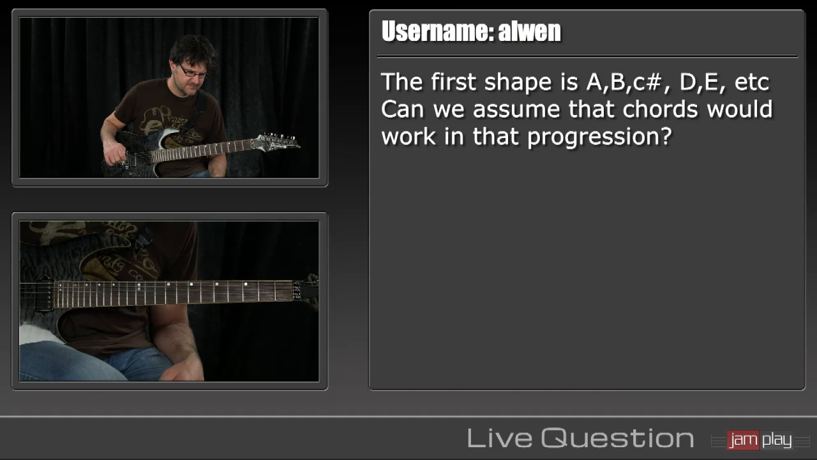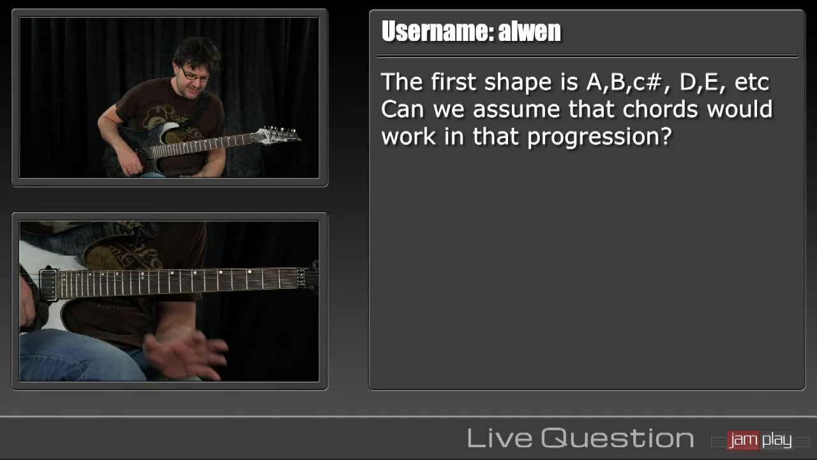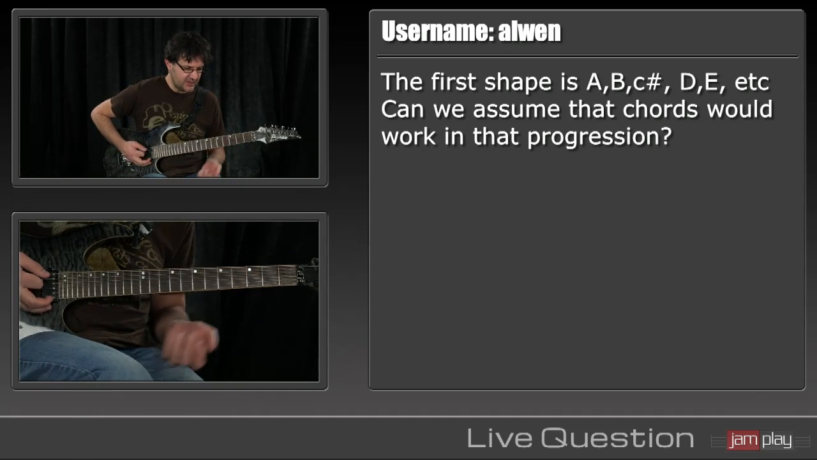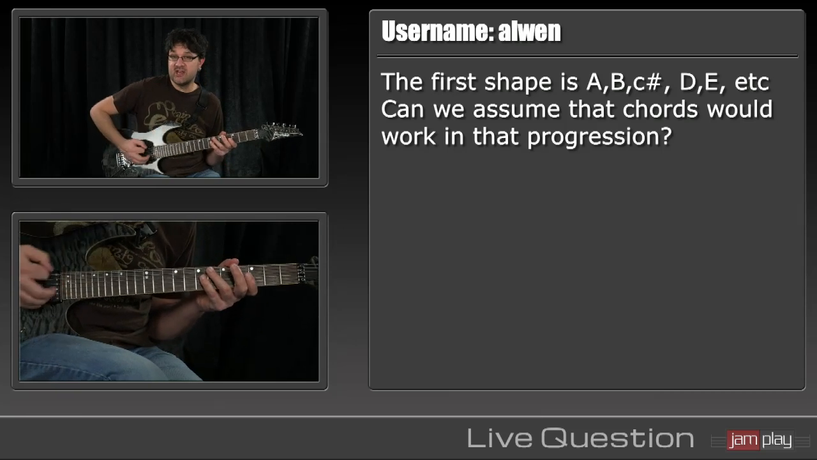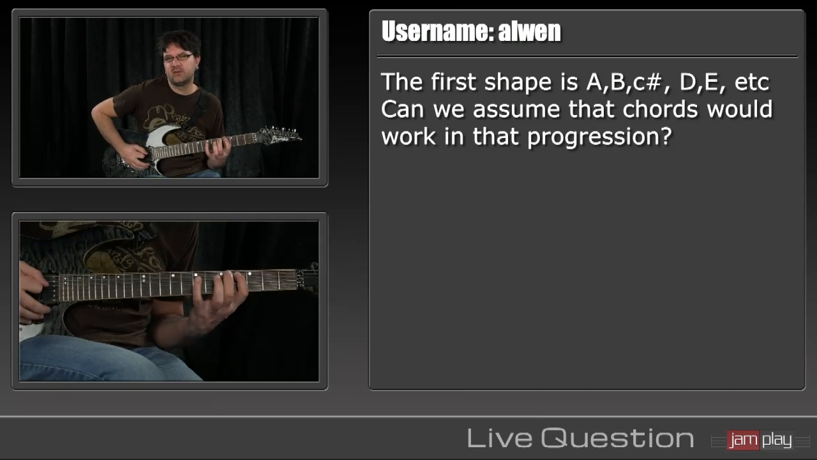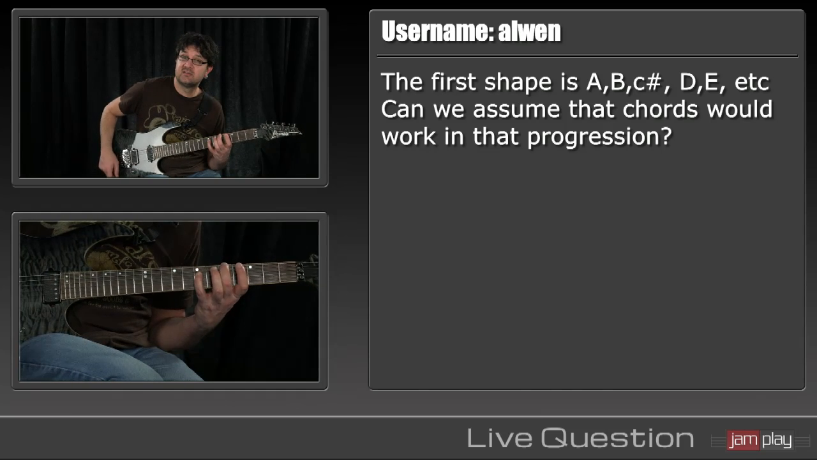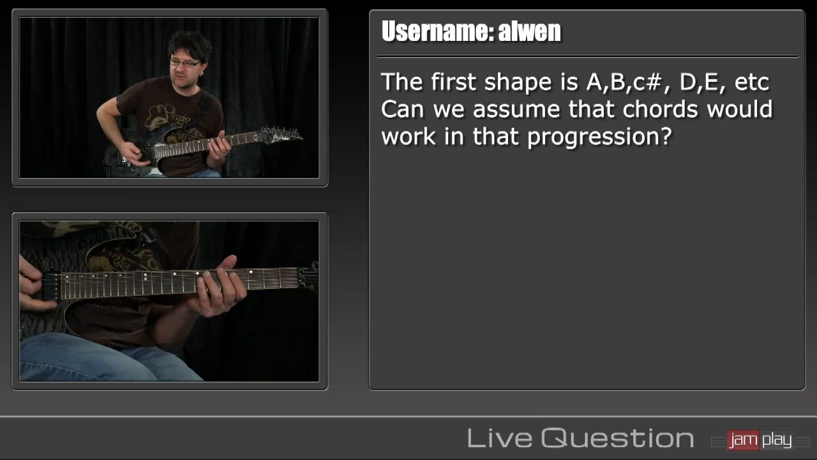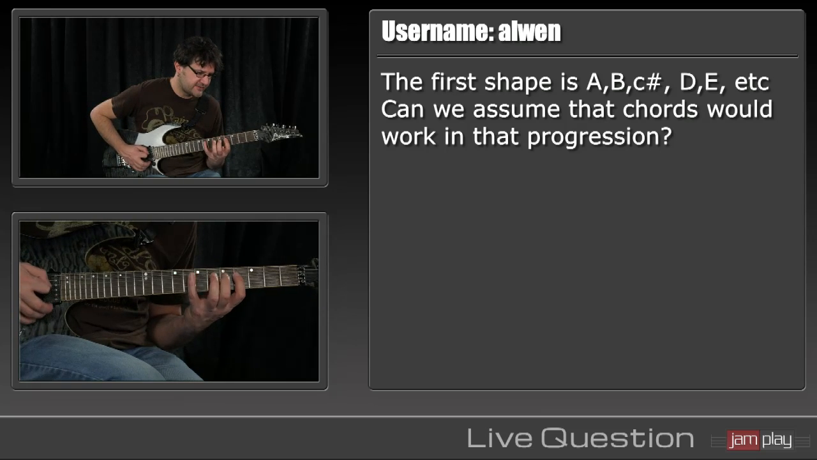Can we assume that those chords with those names would work in that progression? Yes. So yeah, if you actually name the notes from that first shape, for example, those 7 notes, well, there are 8. 1, 2, 3, 4, 5, 6, 7, 8. But that 8 is the octave, so same exact note as the starting one. So really we have 7 different notes. 1, 2, 3, 4, 5, 6, 7.